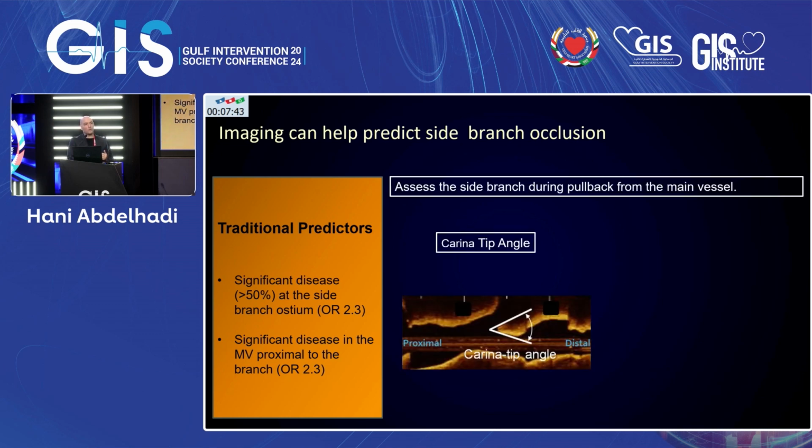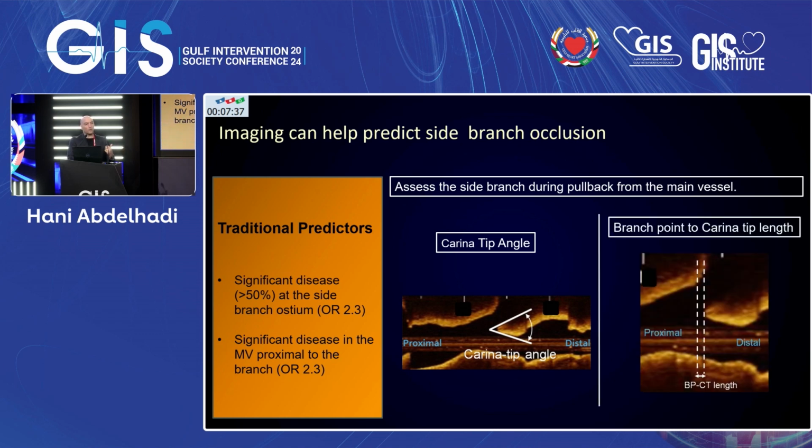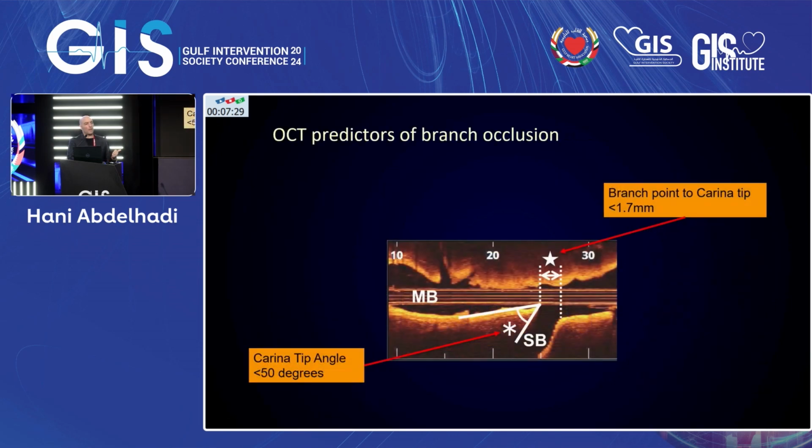So in OCT, you can look at the carina tip angle. A tight angle correlates with losing the vessel. And you can also look at the branch point to the carina tip. The shorter the distance, the more likely you are to lose a side branch. So in general, a tip angle of less than 50 and a distance of less than 1.7 gives you a better prediction as to whether or not you're going to lose the branch.